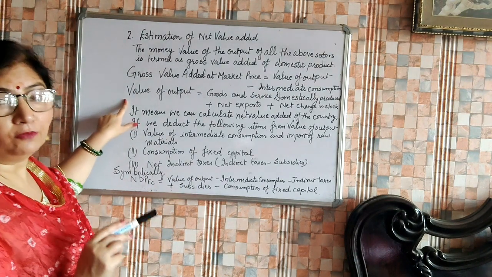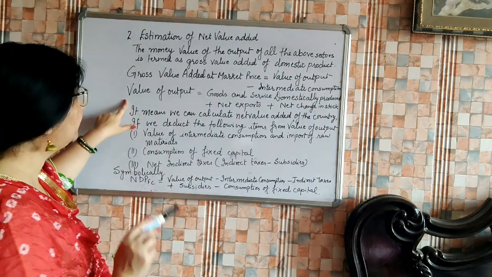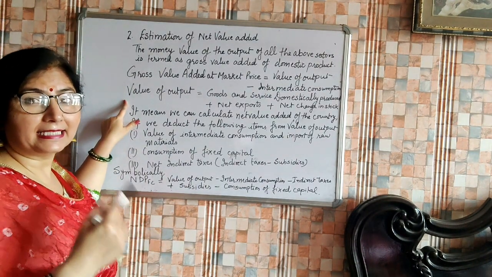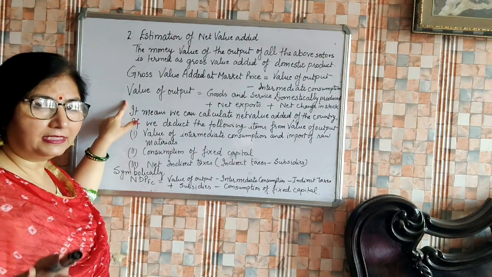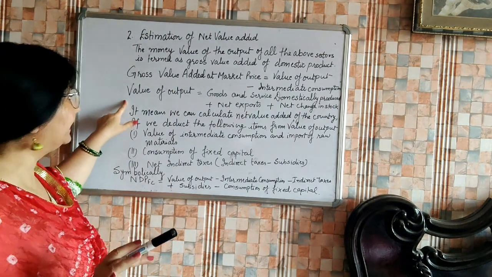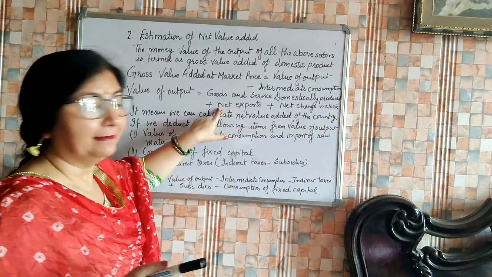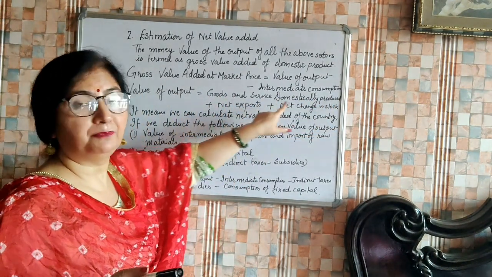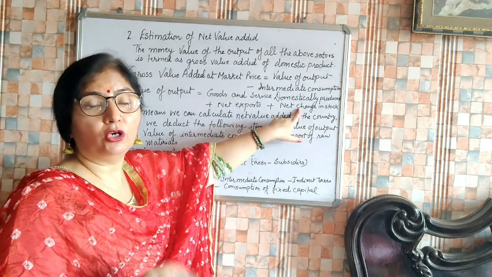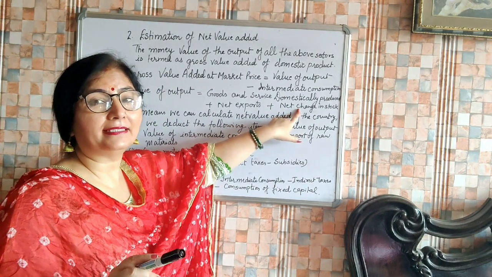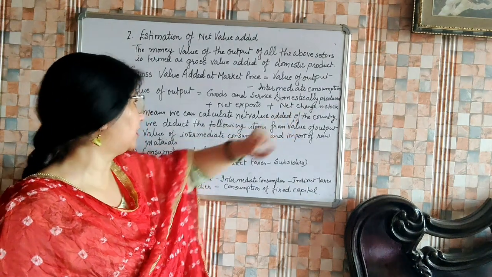Then how we will calculate value of output? For that, primary, secondary, tertiary, all the sectors value of output will be added. So goods and services domestically produced plus net exports plus net change in stock. And we all know net change in stock, that is closing minus opening stock.